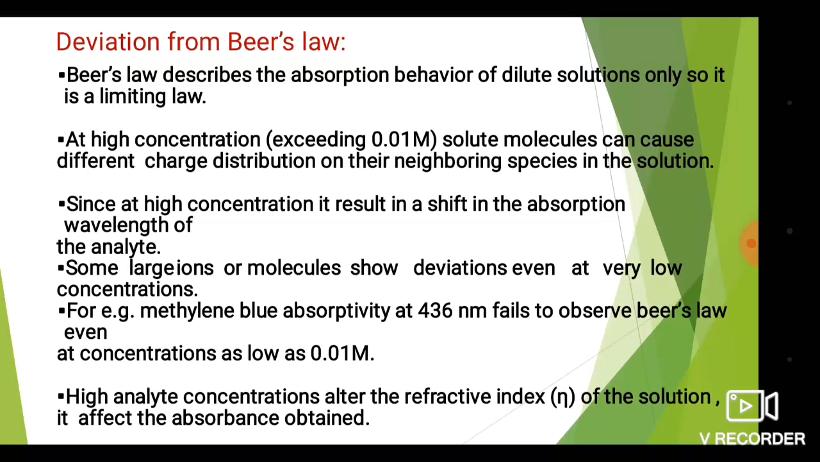Some large ions or molecules show deviation even at very low concentration. For example, methylene blue absorptivity at the wavelength 436 nanometer fails to obey Beer's law even at concentrations as low as 0.01 molar. Because of the intense nature of methylene blue, high analyte concentrations alter the refractive index of the solution. It affects the absorbance obtained. So the refractive index is also altered by the high analyte concentration.